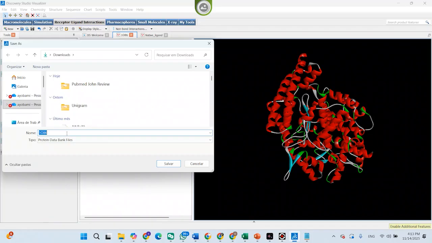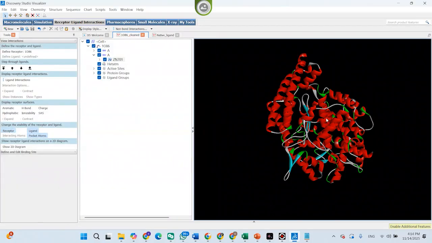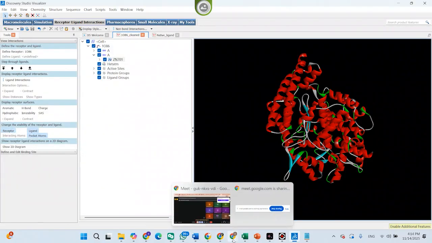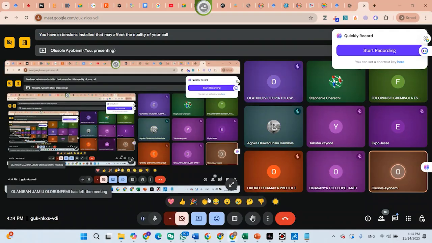So I'll just click this. Then I can say 1086_cleaned. And you just click save. Once you save it like that, you have saved your cleaned protein target. Then we can now move on to the next thing. So this brings us to the end of what we have to discuss today.